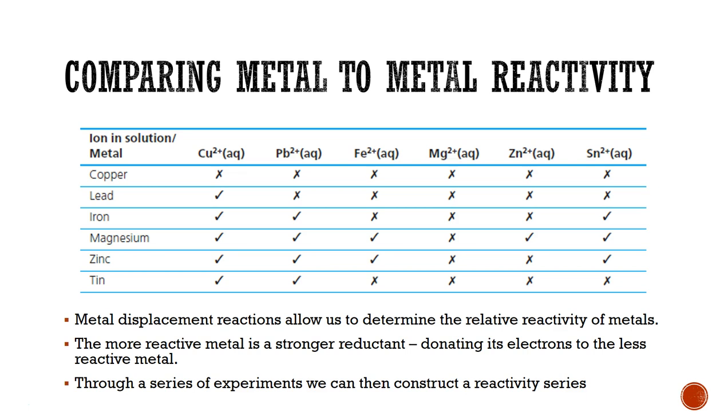The more reactive metal is a stronger reductant, so it will reduce the metal ions in solution. If I'm putting a piece of metal into a solution of metal ions, it will give up its electrons, causing the metal ions to be reduced and form a solid, while the solid metal then dissolves into solution. We can carry out a series of these reactions, and when we do that, we can add copper into copper 2+, no reaction will occur. If we put copper into lead, no reaction. So we can see here that copper is less reactive than any of these ions that we have here.